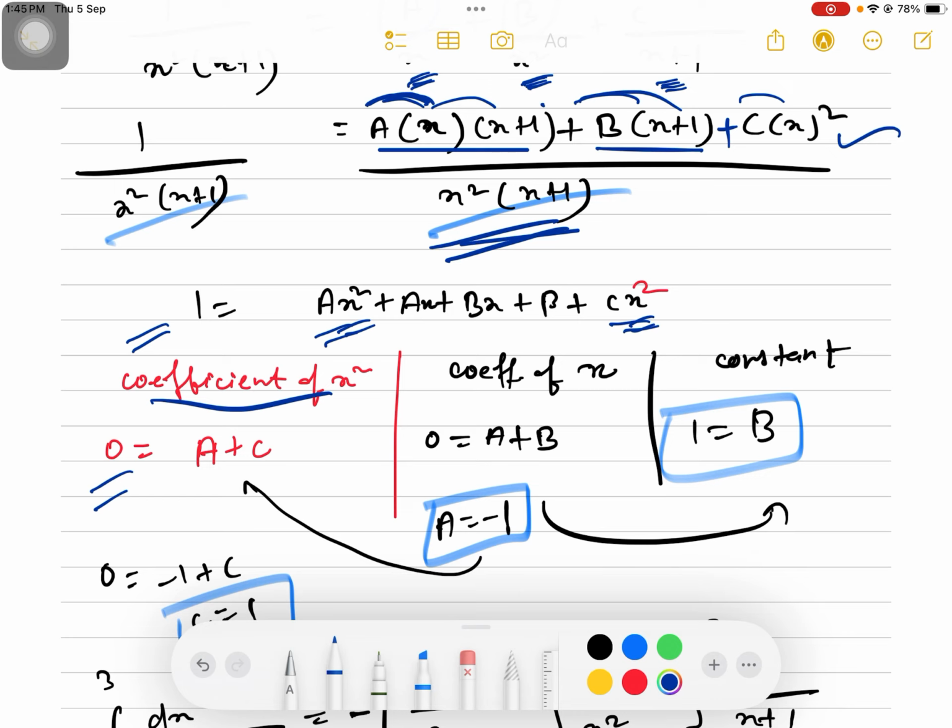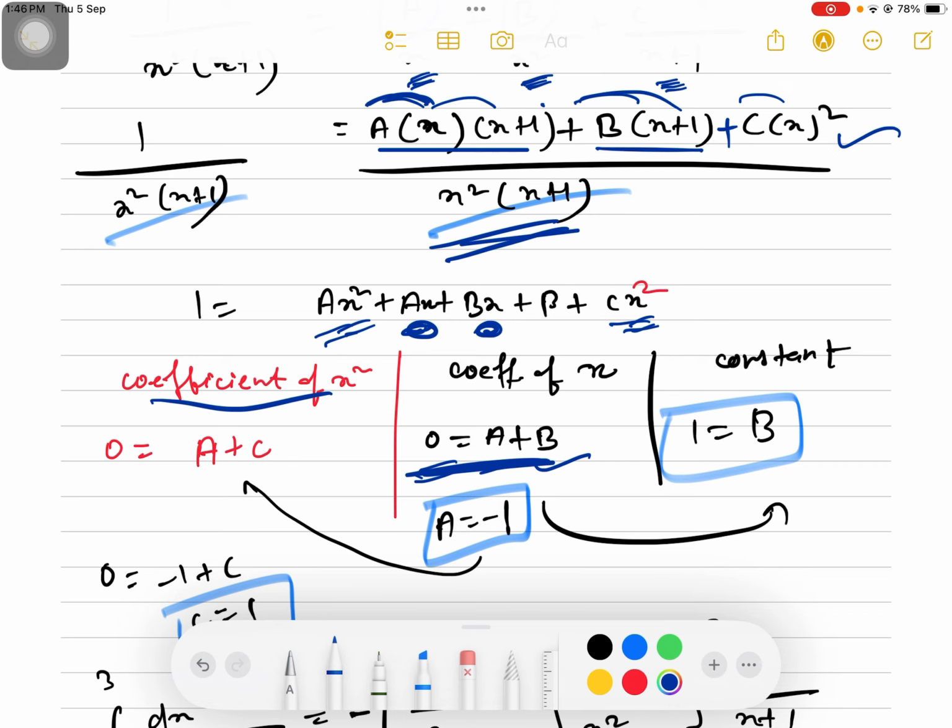Now for the second equation, compare the coefficients of x only. Taking x common, a plus b will be in the bracket. And the x coefficient on the left side is nothing, because we have only 1, which is a constant term only. So again I wrote 0 only. So 0 equals a plus b. This is our second equation.